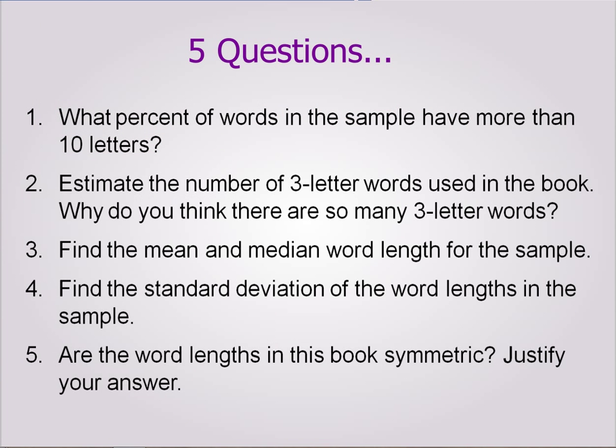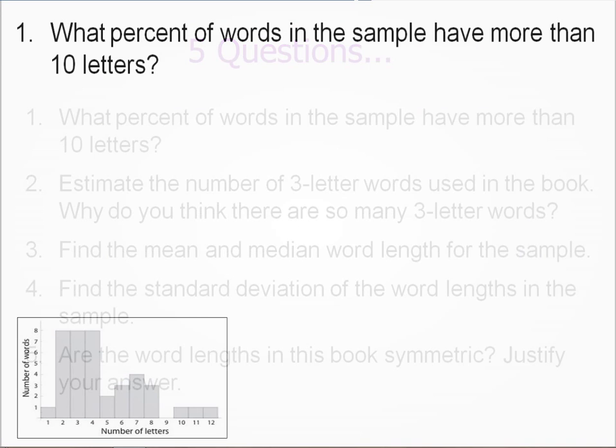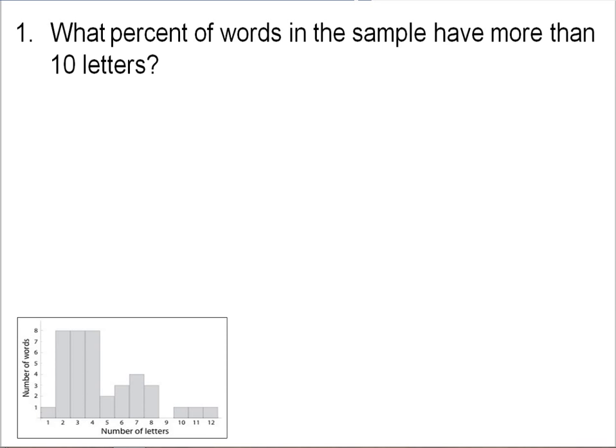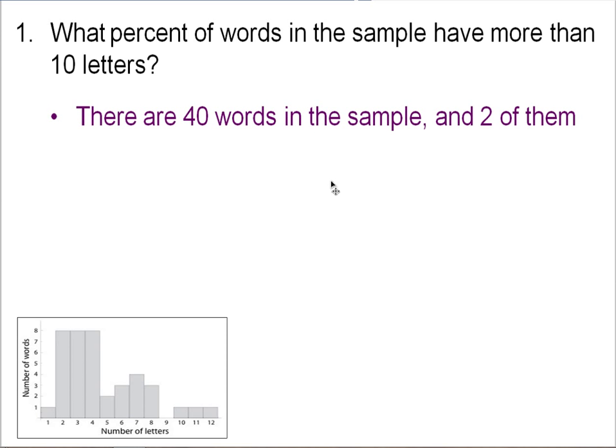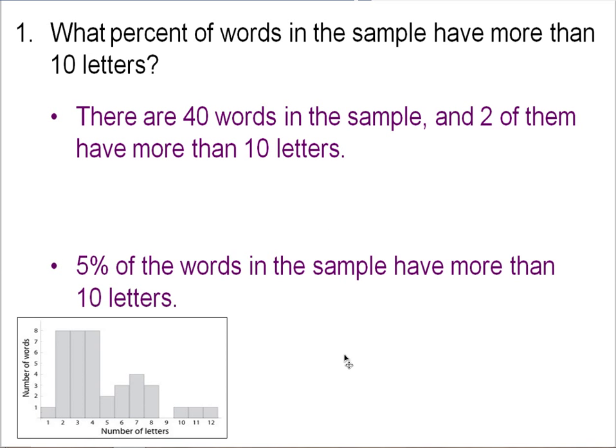So we're going to answer the following 5 questions. These are actually in your workbook if you want to follow along. First of all, we want to find what percent of words in the sample have more than 10 letters. More than 10, remember, does not include 10, so I'm just looking at the 11 and 12 letter words. He only had 1 of each, so there are 2 words total that had more than 10 letters. When I change that into a percent, 2 out of 40 is 5% of the words in the sample.